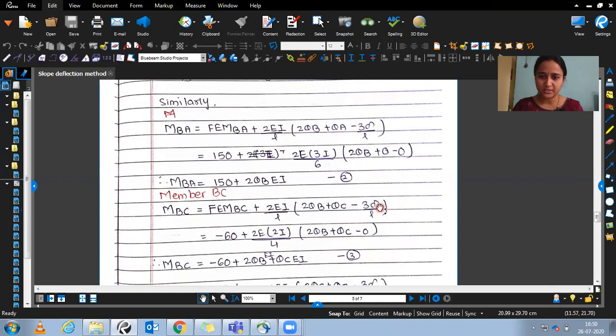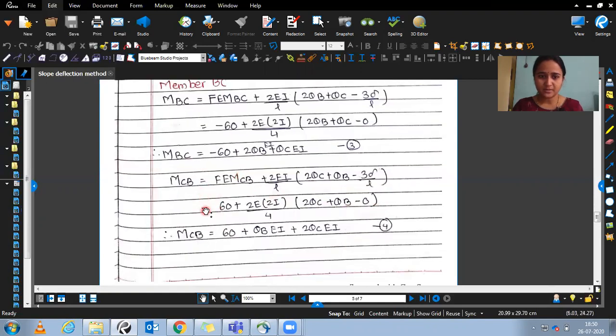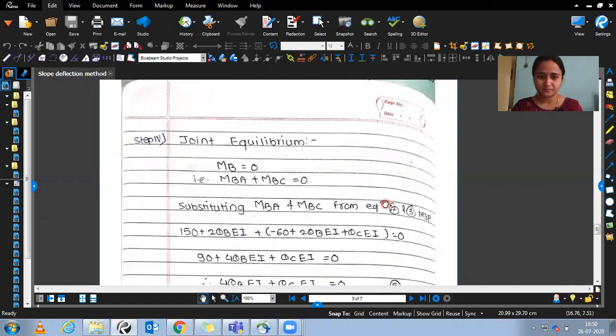This is equation 3. Similarly, for member CB, sorry, moving from C to B, FEM CB plus 2EI by L times 2 theta C plus theta B minus 3 delta by L. So this is the simplification. This is equation 3. This is equation 4. So these are the slope deflection equations for member AB and for member BC.